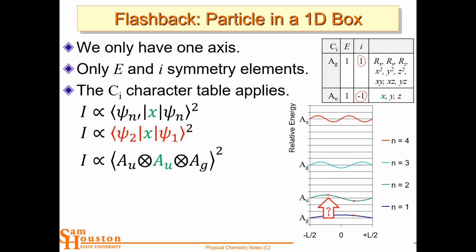And light, up here in the character table, right here, X in the character table goes right here in the middle. So that's where that middle AU came from. And that middle one's always going to represent light. We have initial state, final state, and light in the middle.